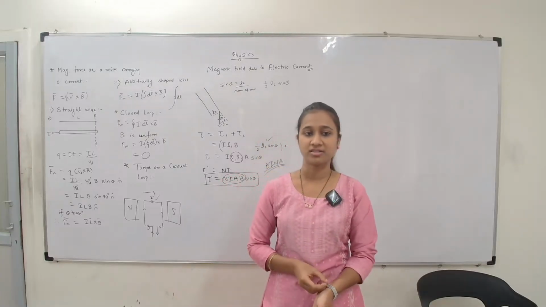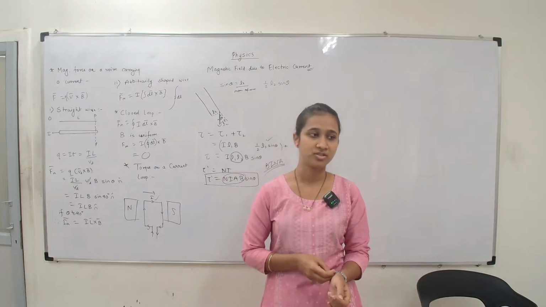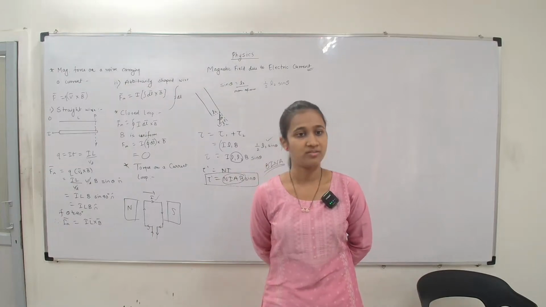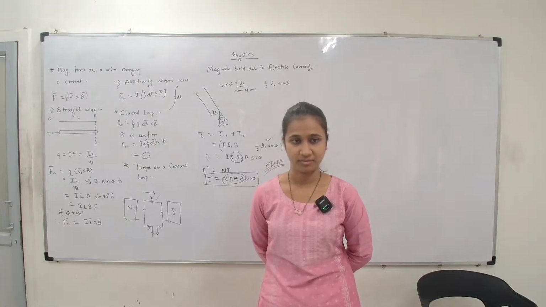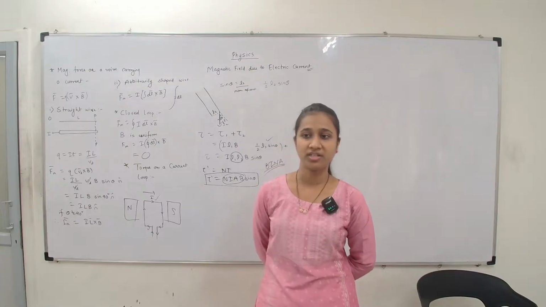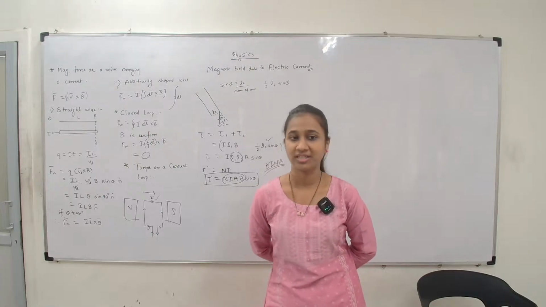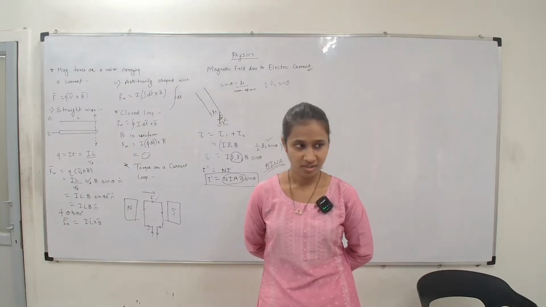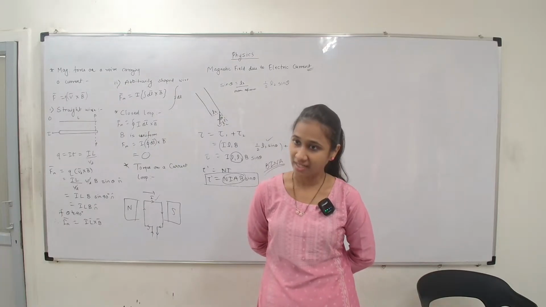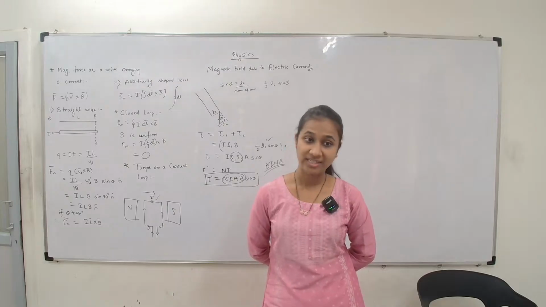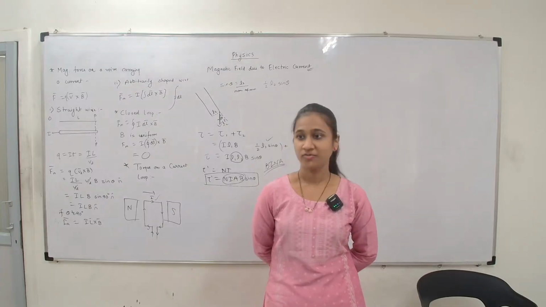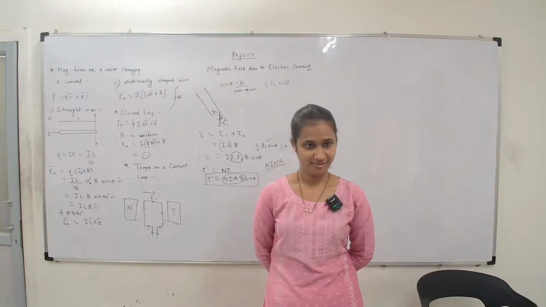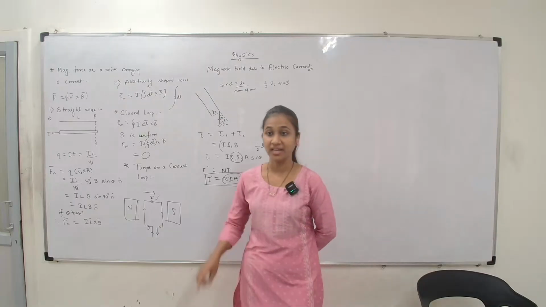How will you convert this MCG into an ammeter, and MCG into a voltmeter? What are the different ways or steps to convert this into an ammeter and voltmeter? In order to convert it into a voltmeter, you have to increase its capacity of measuring the potential difference, right? That is to decrease the current, that is to increase the resistance. So we have to connect a resistance in series.